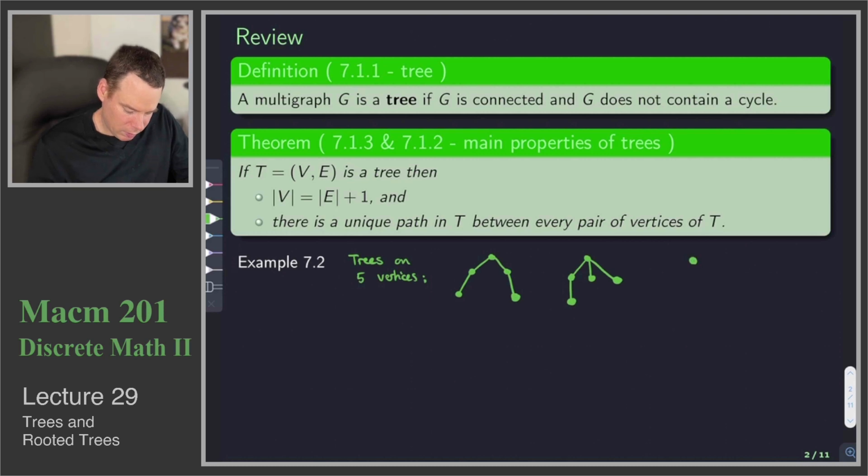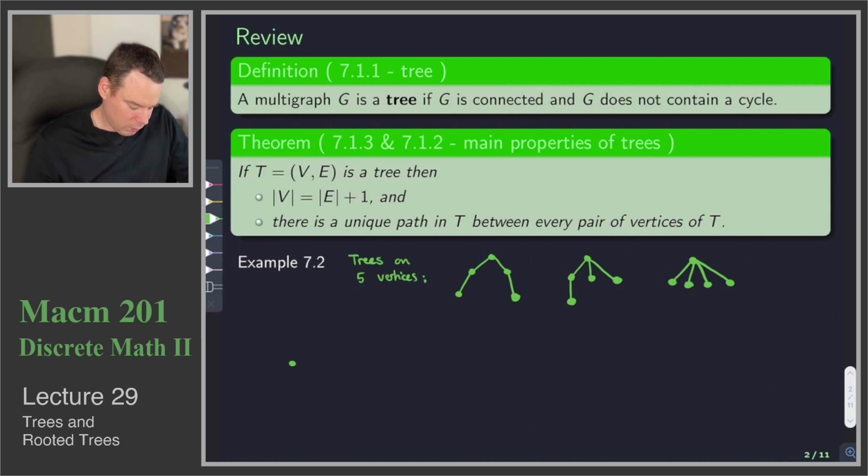I could have a vertex of degree 4. So that means our underlying graph would look like this. And that's used up all 5 of the vertices. And so we're done. There are 3 trees with 5 vertices, and we've listed them all.